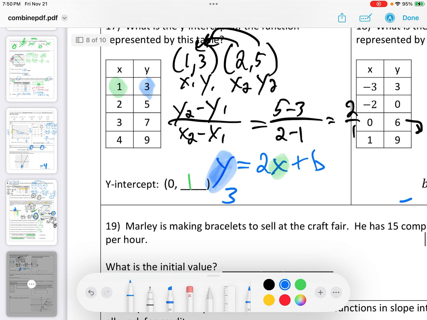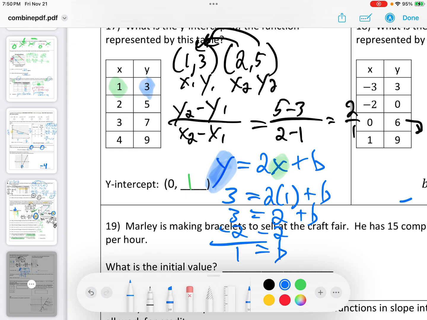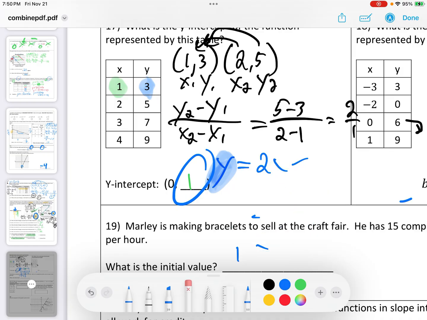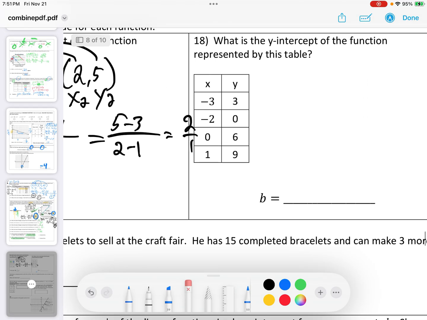Okay, y is 3, x is 1. 3 equals 2 plus b. Subtract 2 on both sides, and b equals 1. See, I got the same answer. Now this is causing too much room here, so I'm going to erase it.